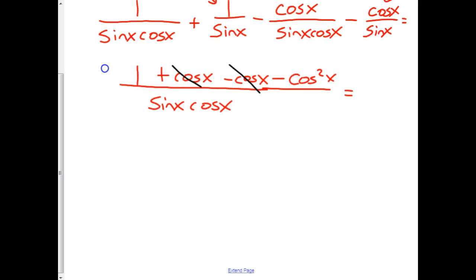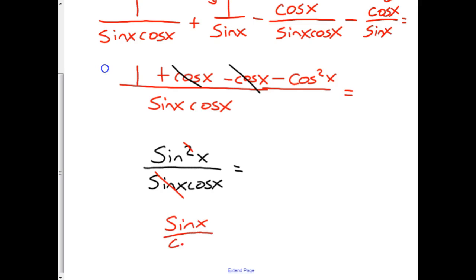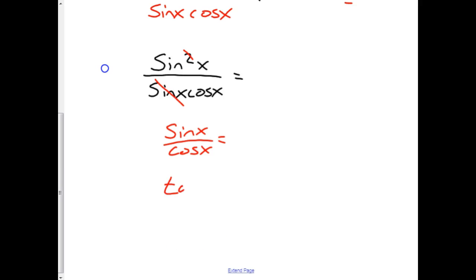Well, hey, that's an identity. That's sine squared x, right? So this is going to be sine squared x over sine x cosine x. Okay. One of my sines is going to cancel, right? Which leaves me sine x over cosine x, which is tangent x. And hey, that's what we were going for, right? Tangent x. We got this done. All right.